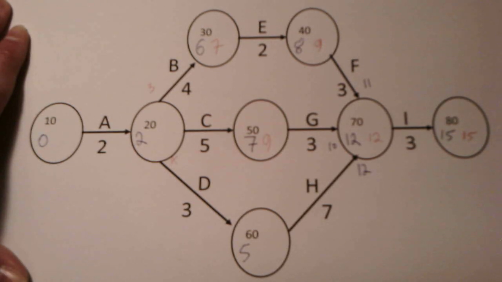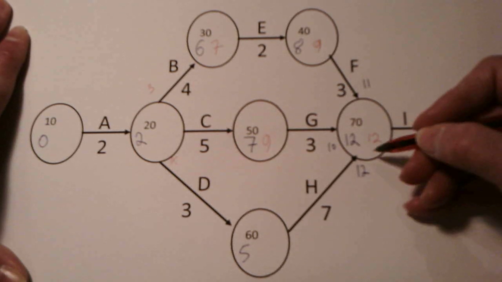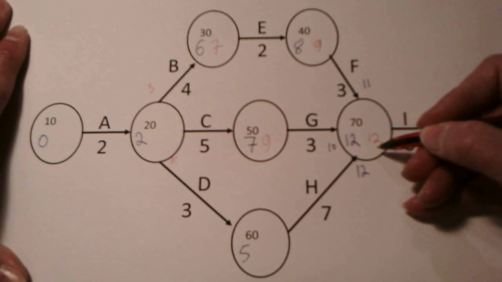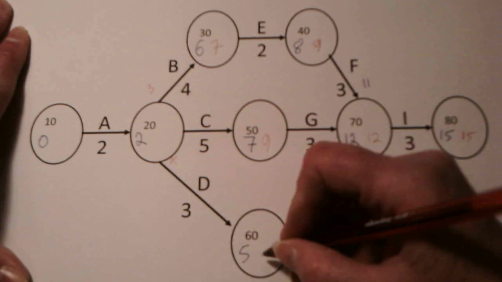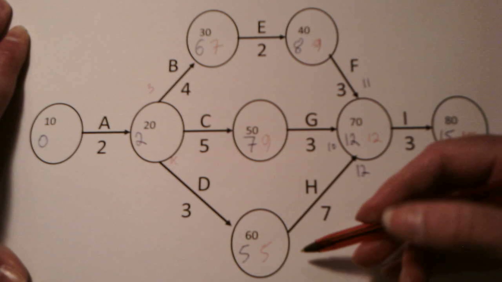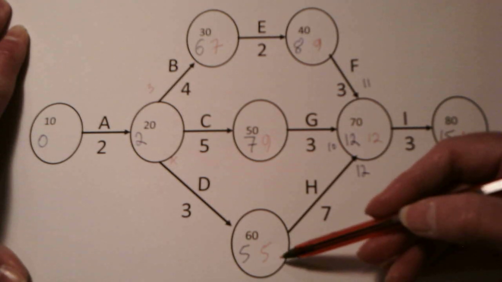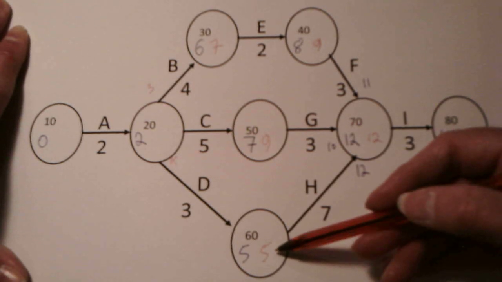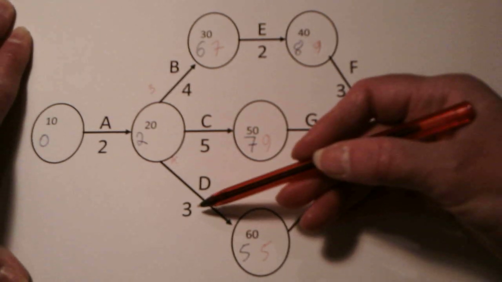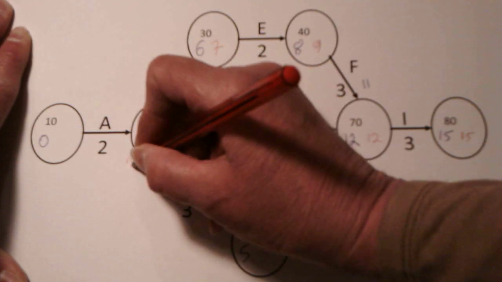We now take the final path going down the bottom of the diagram. So from this junction here, 12 take away 7 is 5. That means 5 is the earliest and the latest time that activity H can start. Now move backwards. 5 take away the duration 3 for activity D, and we're left with 2.